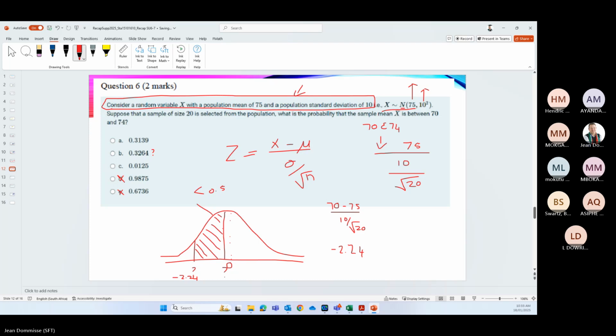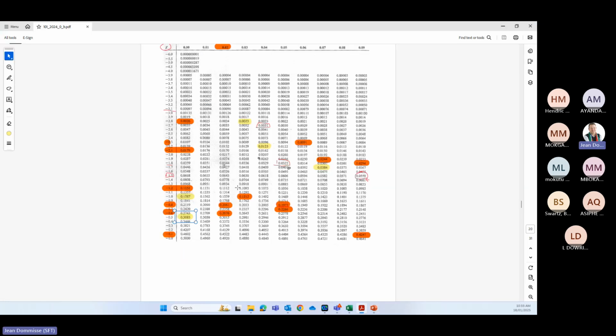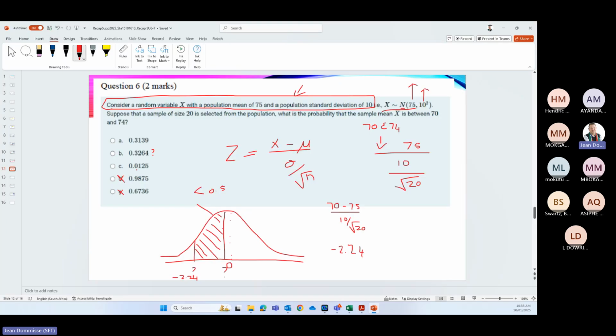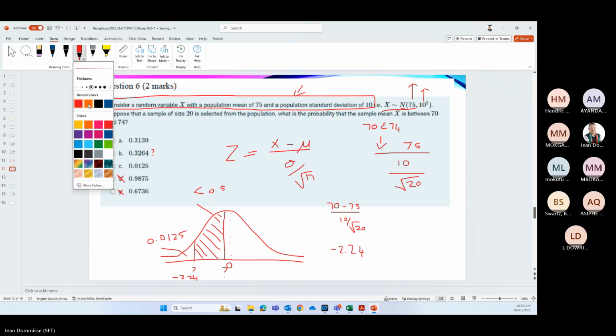So let's minus 2.24, 2.24, sorry, 0.0125. So that's where that came into play. 0.0125 is this component.